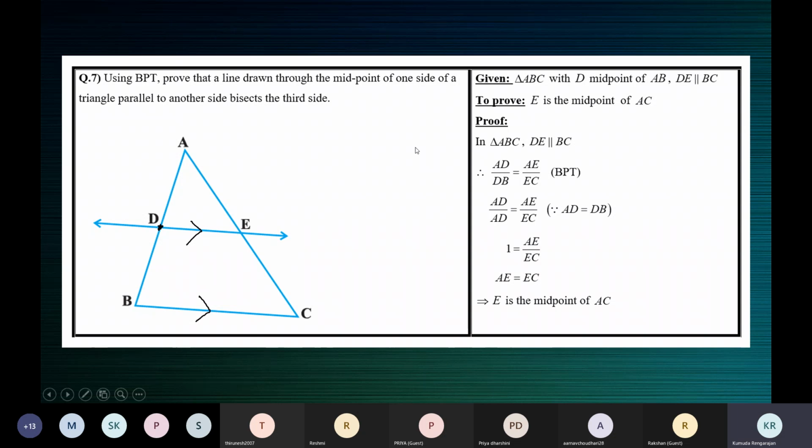Was that your doubt? Yes, ma'am. I thought that from where, how did we mark D as the midpoint like that? Because it's given here, drawn through the midpoint of one side of a triangle. So we have taken D as the midpoint of AB. Okay, ma'am. Understood.